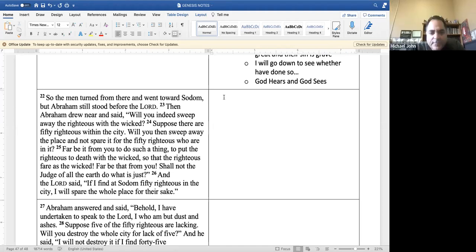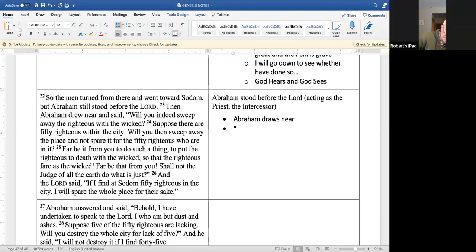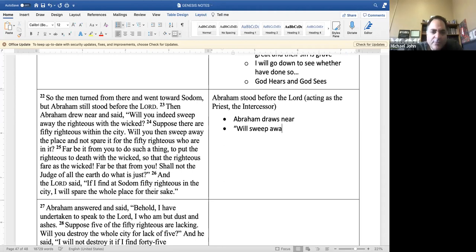Okay. Abraham now, notice he stood before the Lord. And here we can see him sort of acting as the priest, the intercessor. And what does he do? Notice how he pleads. He draws near to the Lord. And what does he say? Will you sweep away the righteous with the wicked?